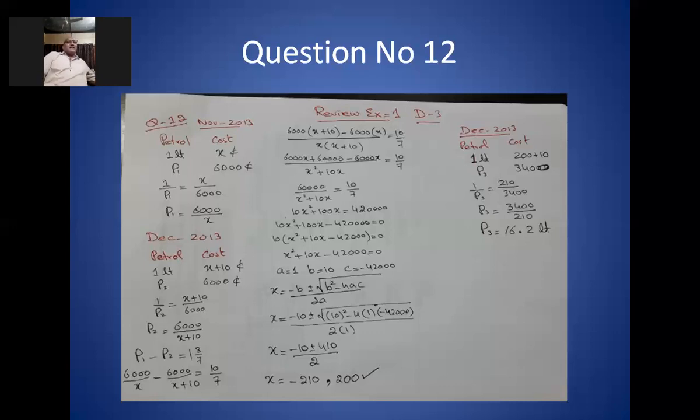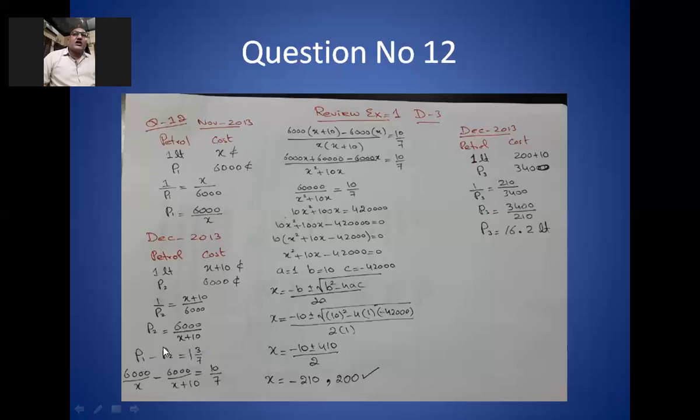Now he's telling us that in both situations, the amount of money which was spent is the same. So the number of liters of petrol you can buy in November 2013 is more compared to the number of liters you can buy with the same amount of money in December. So the difference between the liters is 1 whole 3 by 7. So you can see here we have written P1 minus P2 is 1 whole 3 by 7.